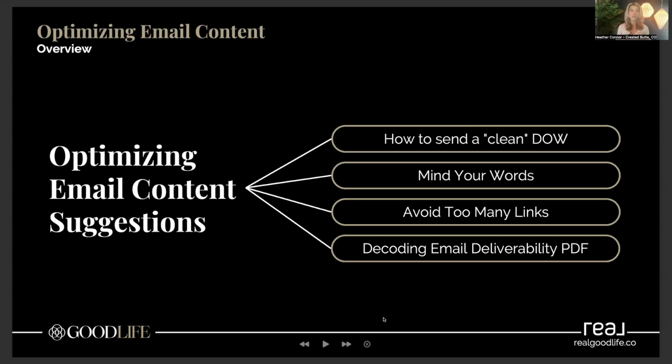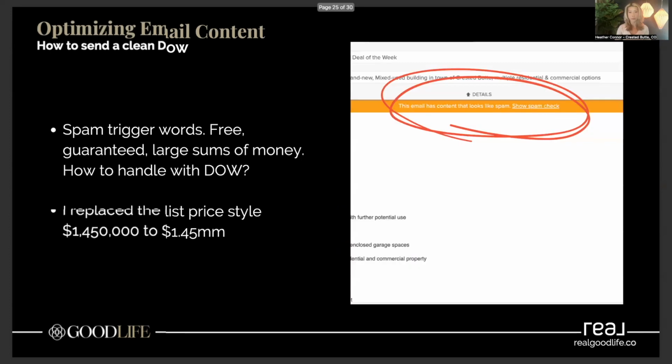We're going to pick up the topic of decoding email deliverability, and this time we're going to focus on good practices for email content. All right, so let's talk about optimizing email content. The areas that we're going to focus on are how to send a clean deal of the week, mind your words, and make sure you're avoiding too many links. Then we're going to discuss the decoding email deliverability handbook again.